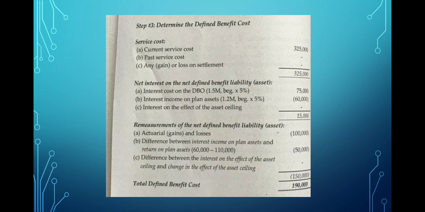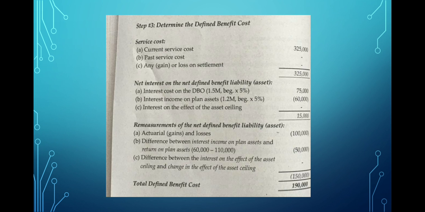Net interest on the net defined benefit liability asset: interest cost on the DBO is 75,000, interest income on plan assets is 60,000, and the two are subtracted from each other. And we have the interest and the effect of the asset ceiling, which is blank. So our net interest on the net defined benefit liability is 15,000.